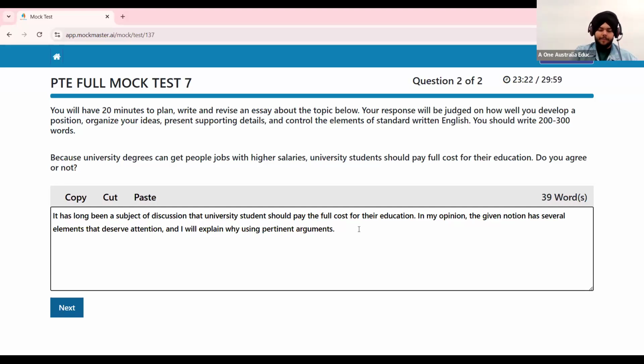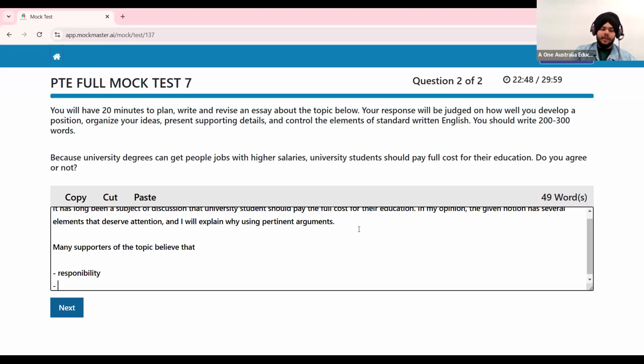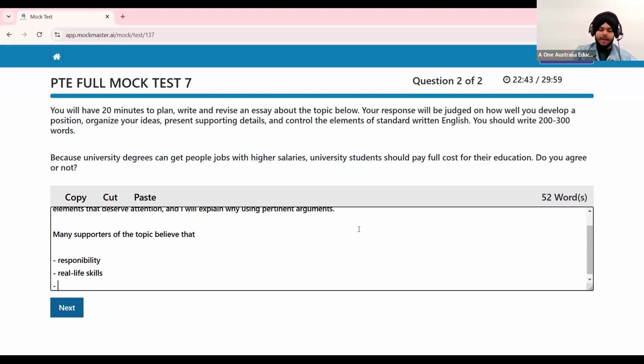Now, I can say many supporters of the topic believe that. Now, before we start with this part here, what we are going to do is we are going to make 2 or 3 bullet points for my first body, which is going to support the topic. We are going to make 2 or 3 bullet points for my body 2, which is going to oppose the topic. So my body 1 will be, yes, they should pay the full cost. Okay. Number 1 would be responsibility. Okay. Number 2 will be real life skills, or number 3 can be independent.